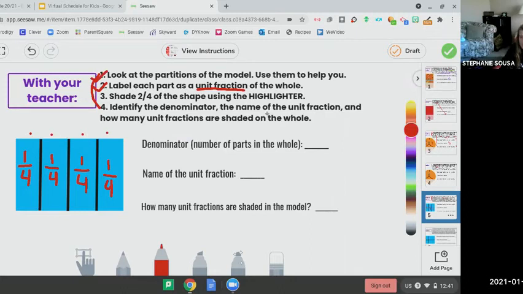The next one says, shade 2/4 of the shape using the highlighter. So I'm going to grab the highlighter. It says to shade 2/4. So I'm going to shade 2 of these pieces. I don't care which 2 you shade. You can do the first 2, you can do the last 2, you can skip and do every other one. Does not matter to me, but you have to shade 2 of them. 2 of the pieces must be shaded.